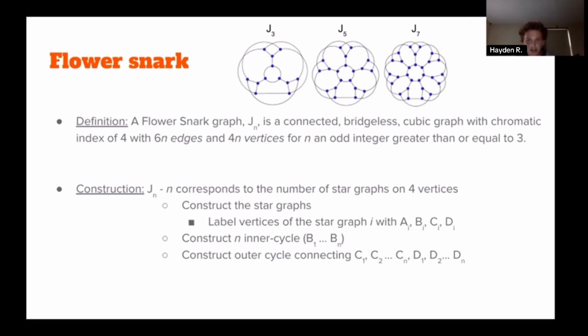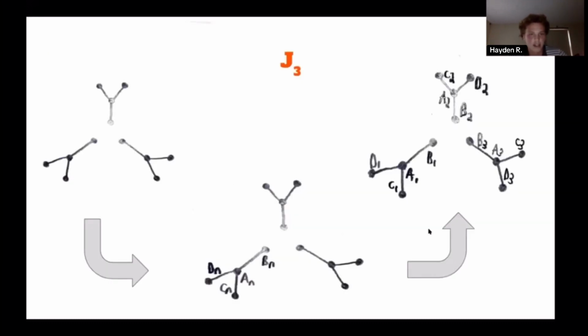So now on to the construction of the graph. The n in J sub n corresponds to the number of star graphs on 4 vertices. So first you want to construct the star graphs, then you want to label the vertices A through D, and then you want to construct the inner cycle by connecting all the B's, and then construct the outer cycle by connecting all the C's, and then connecting all the D's. So I'll get into that right now.